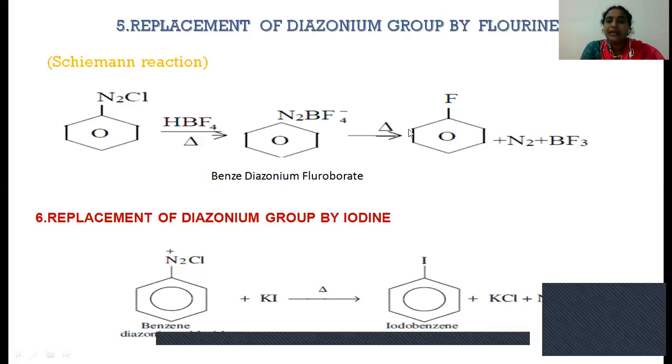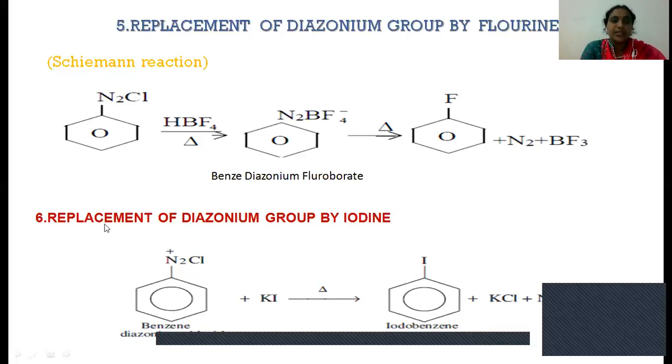And here the byproducts are nitrogen and BF3. So the conversion of benzene diazonium chloride to fluorobenzene in the presence of hydrogen tetrafluoroborate is called the Schiemann reaction.